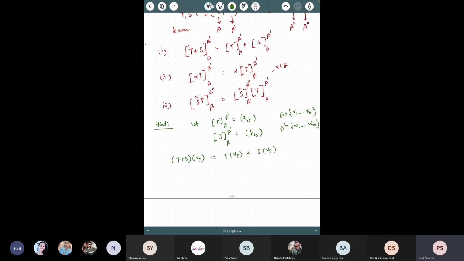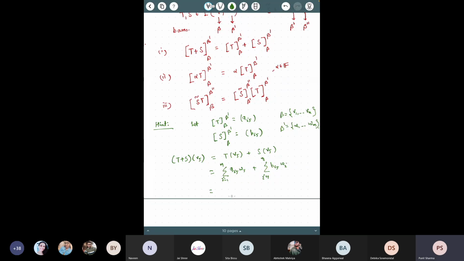Now T of Vj, we know what it is. What is T of Vj? Can you tell me? It is a linear combination: the summation over i of Aij Wi. Similarly, you can write S of Vj equal to the summation over i of Bij Wi. Right?